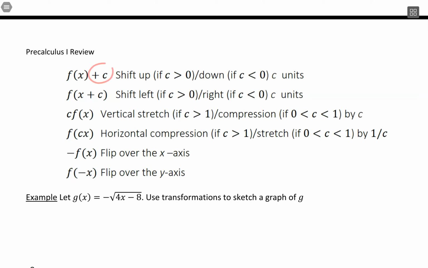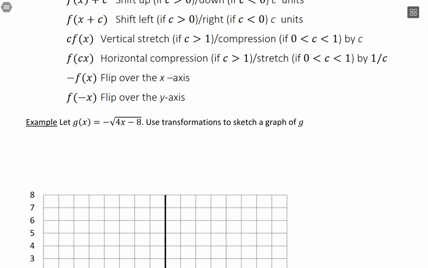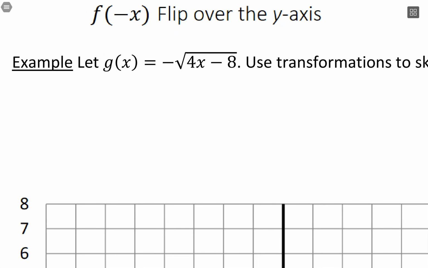So we have the up or down, left or right, vertical stretch or compression, horizontal stretch or compression, reflect over x-axis, reflect over y-axis. So there's all of our pieces. So let's just go through an example with this.